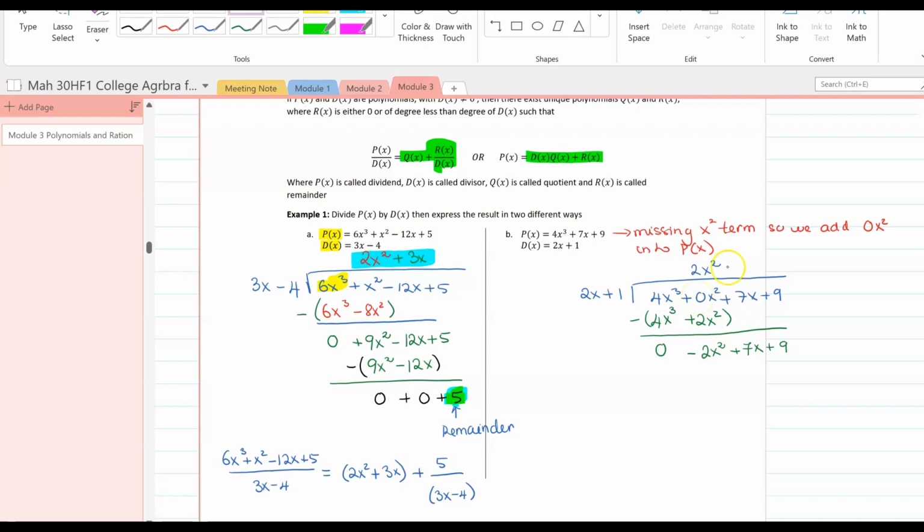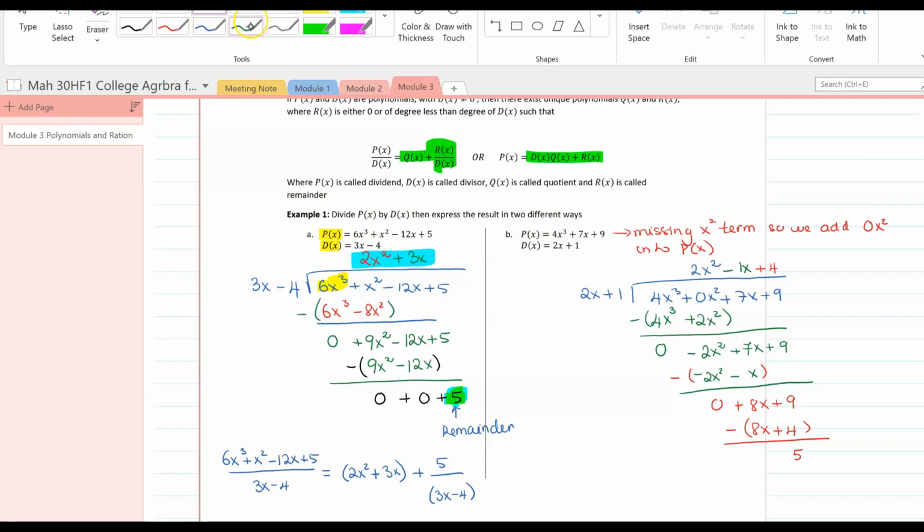2 goes into negative 2x squared negative 1x. Negative 1x times 2x makes negative 2x squared, minus x. Again subtract. So that leaves 8x. Then we bring down the 9. 2x goes into 8x 4 times. Subtract. We get 5 left over.